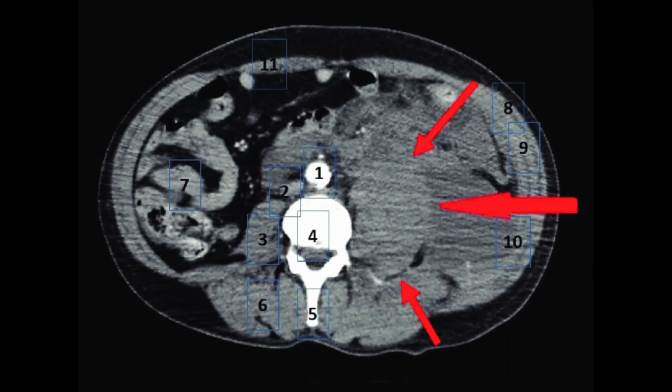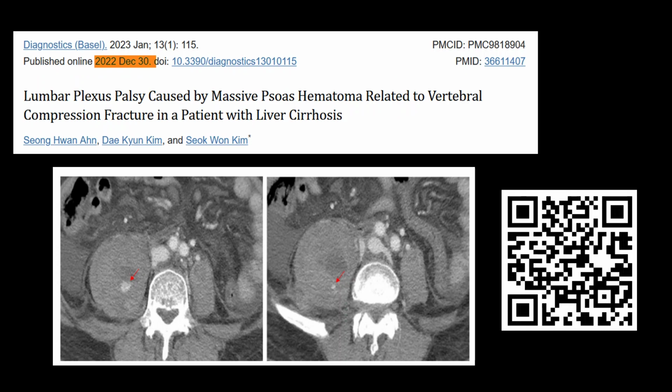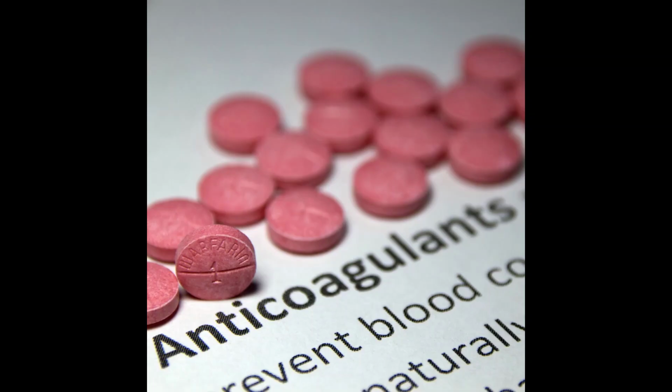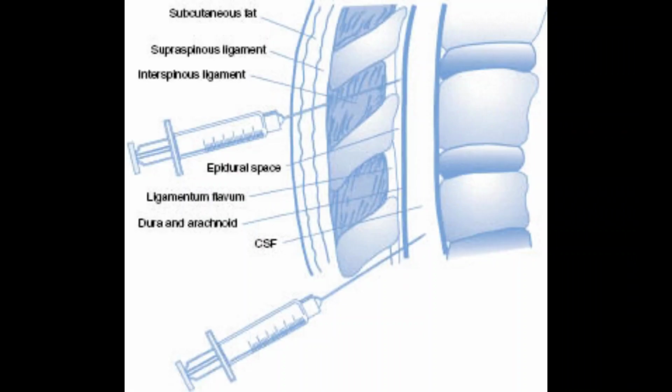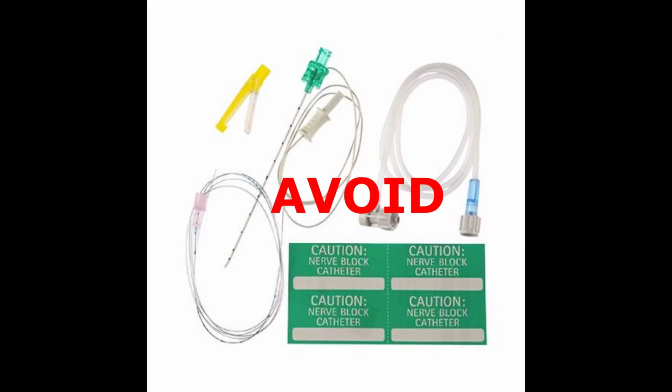So nerve injuries can happen from the pressure effect of the psoas hematoma, and that can lead to plexopathy or neuropathy. It is better to avoid the lumbar plexus block in patients on anticoagulants, just like you avoid neuraxial block in such patients, where chances of hematoma formation is more, and also avoid catheter insertions in such kind of patients.